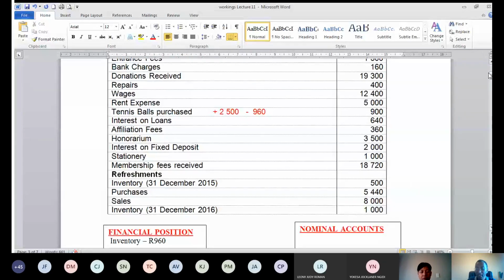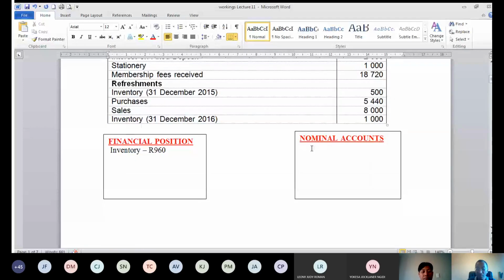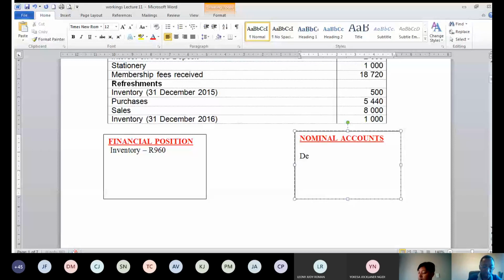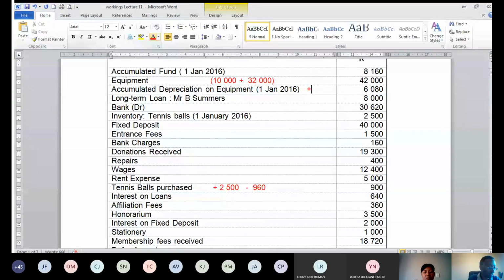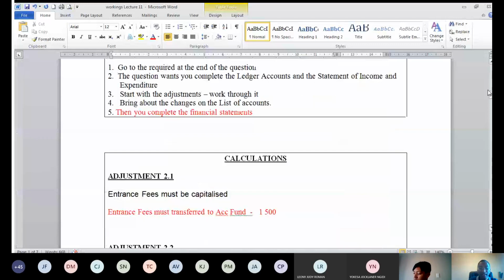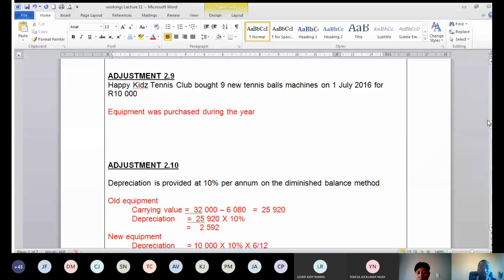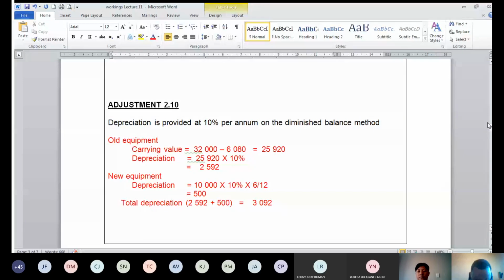So back to the list of accounts now. If I'm going to update my list of accounts under my nominal, I've got a new expense called depreciation. And my depreciation expense, therefore, I have calculated to be 3,092. The other account affected will be accumulated depreciation. And your accumulated depreciation will have to increase by the amount of 3,092. Guys? And that will take care, guys, of the adjustment for depreciation under adjustment 2.10.